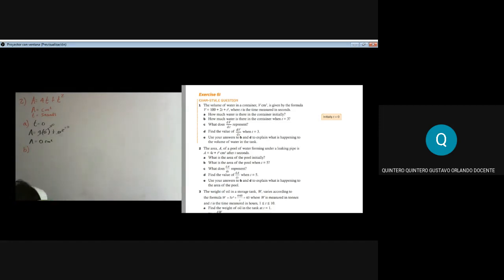What is the area of the pool when t equals 5? Exactly the same exercise. Now 5 seconds have passed, right? So I'm going to replace t with 5. This will be 4 times 5 plus 5 squared. And this will give me 20 plus 25, right? 5 squared is 25, plus 20. This is 45 centimeters squared.